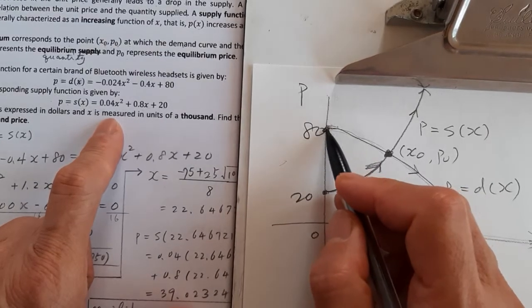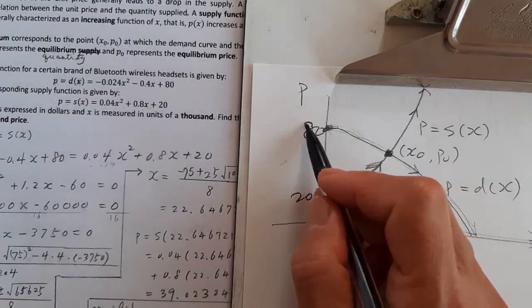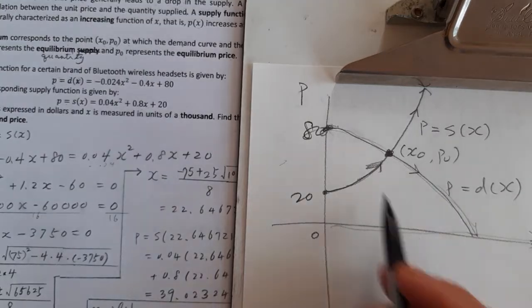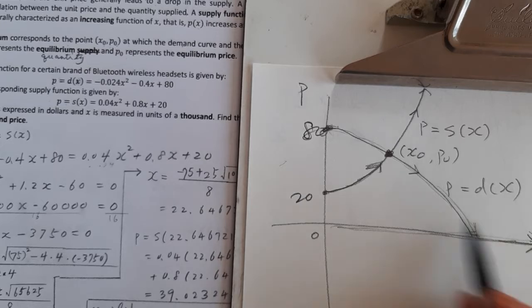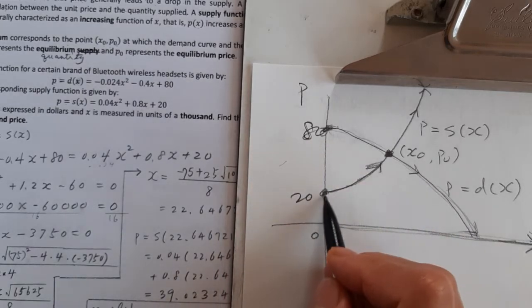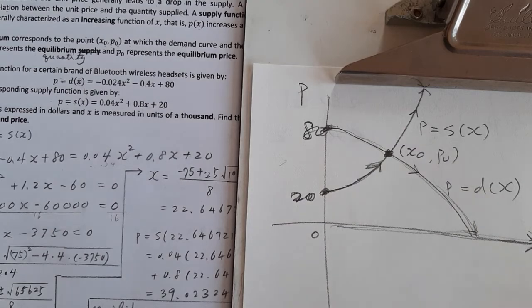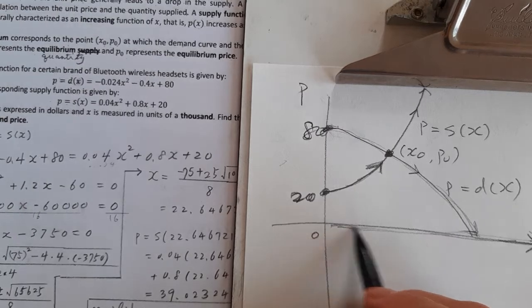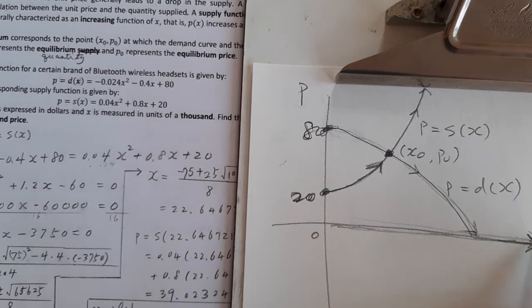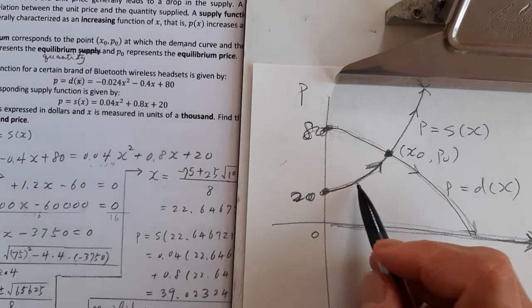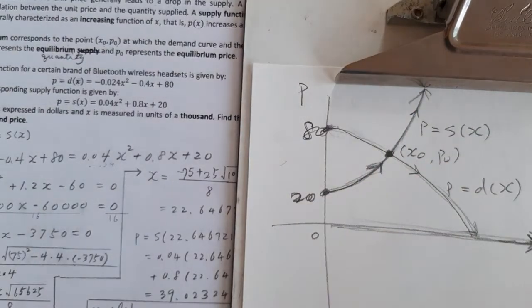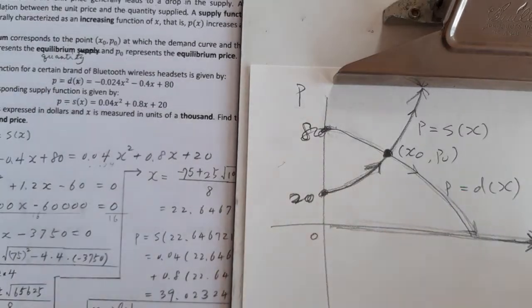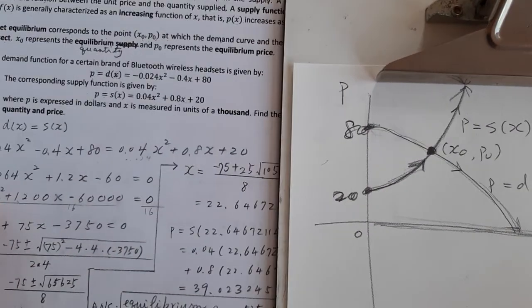So the demand starts at a high price, $80, and goes down. When the quantity demanded increases, the price goes down. Supply starts at $20, and when the quantity supplied increases, with more units, the price goes higher and higher, and finally we get the equilibrium point, the intersection point.